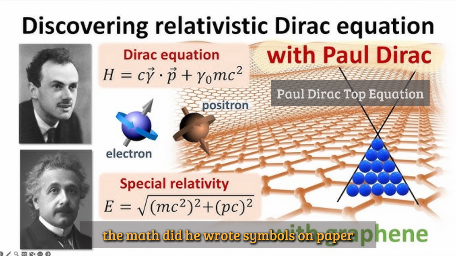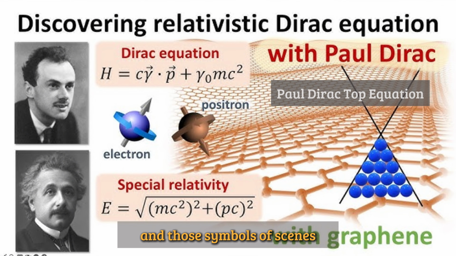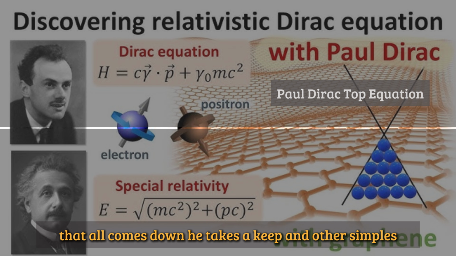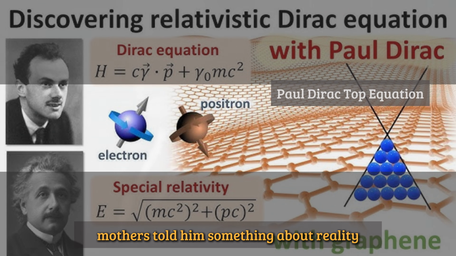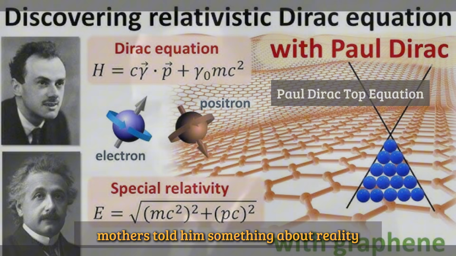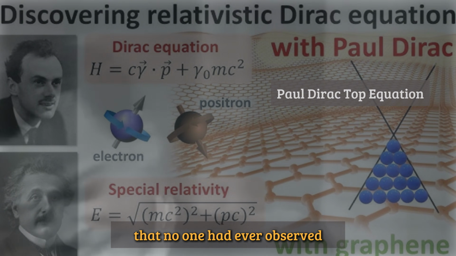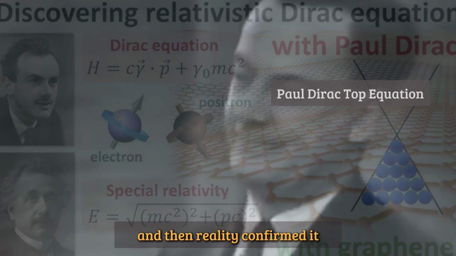He wrote symbols on paper, and those symbols told him something about reality that no one had ever observed, and then reality confirmed it.